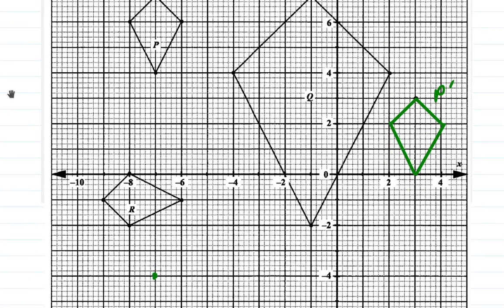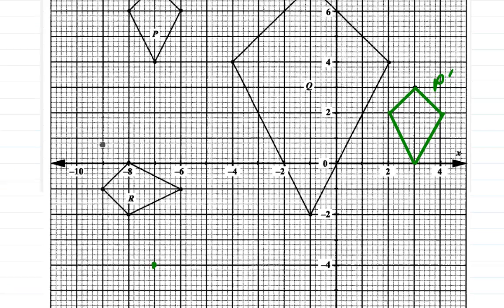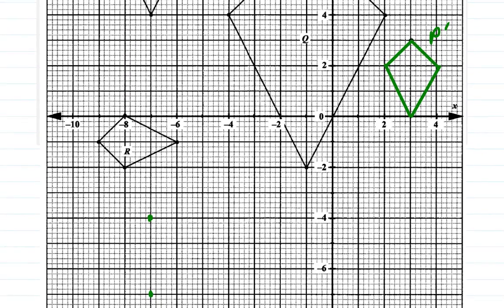The left would go 1, 2, 3, 4, 5, 6 above the line, so it would end up 6 below. It doesn't shift left or right, so you follow the same line. 1, 2, 3, 4, 5, 6. It will end up right here. So it will be right here.